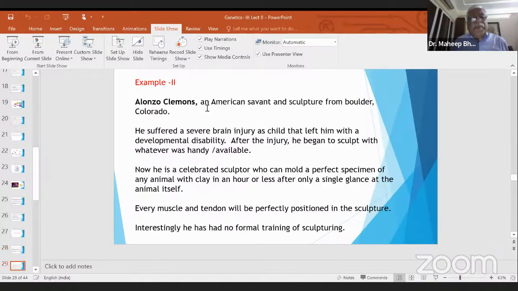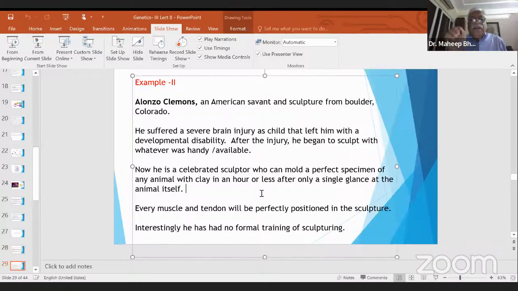Another example is Alonzo Clemens. He was a sculptor from Colorado. In the early phase, at childhood, he had a severe brain injury that left him with a developmental disability. But after that injury, he began to sculpt with whatever was available to him. And then he became a very famous sculptor. Very strangely, he is able to sculpt anything which is given to him. Any picture you give him, he can sculpt it. Interestingly, every muscle and tendon will be perfectly positioned in the sculpture by him.